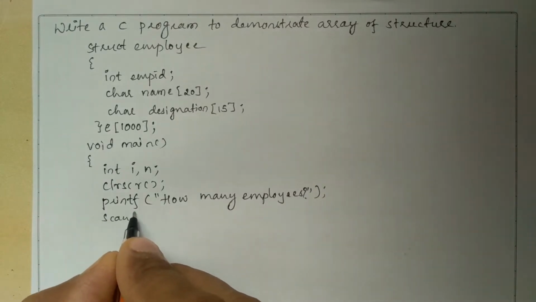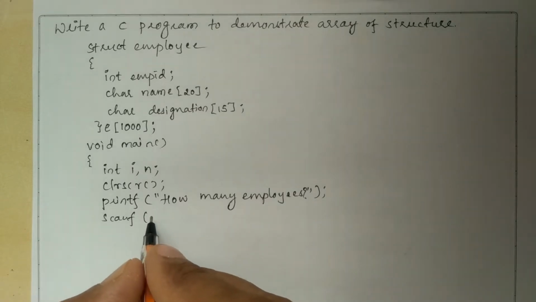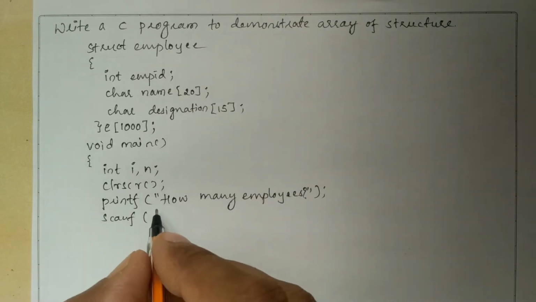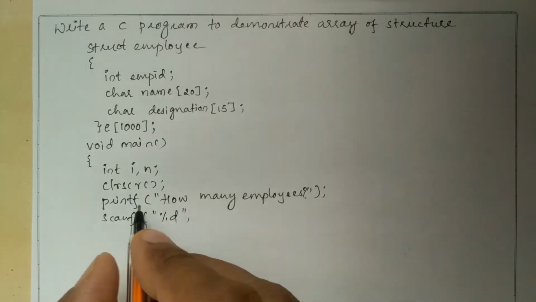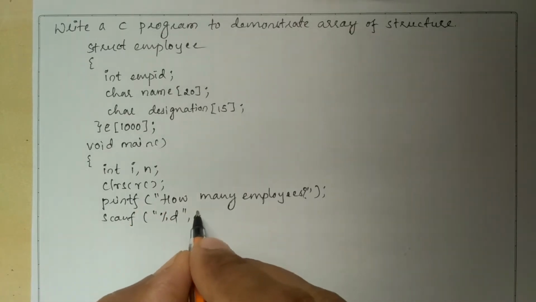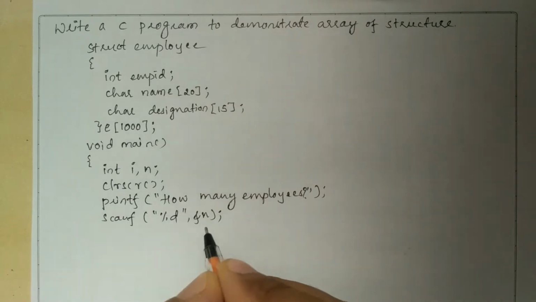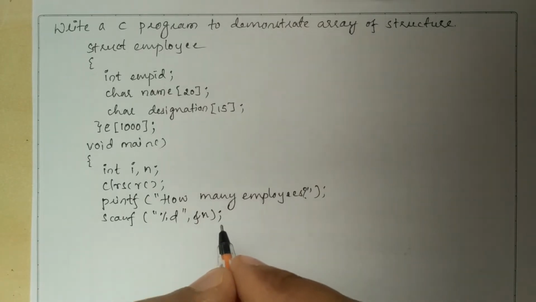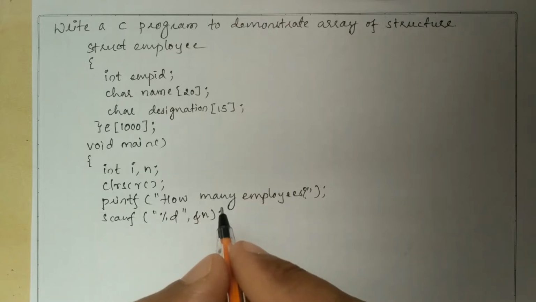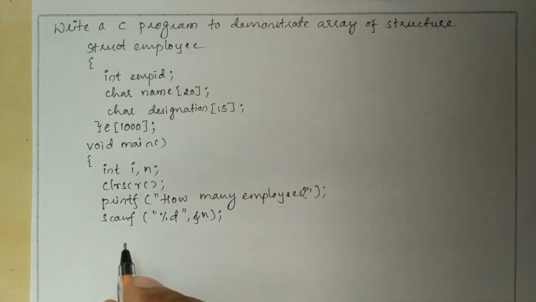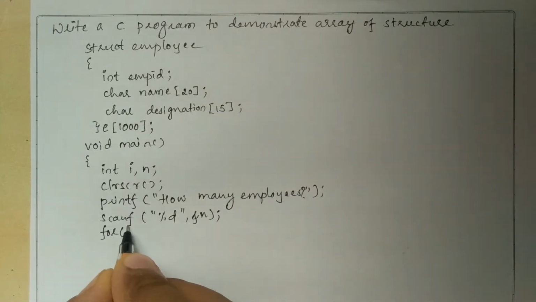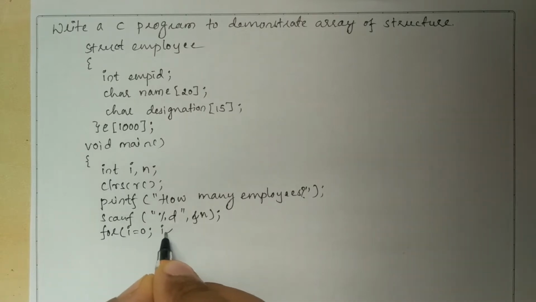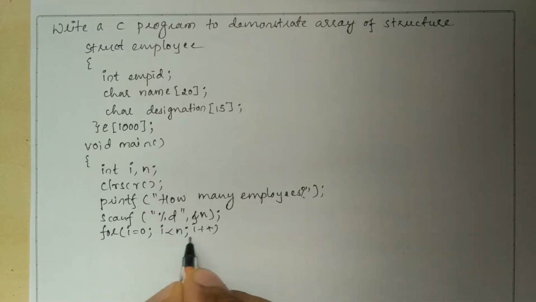So from the user through keyboard we are going to seek some input using scanf function. Here in a double quotation mark I'm going to write %d, end the double quotation mark, and we are going to use this variable n using ampersand of n. Now we have to scan through each of these employees. So each of these employees can be scanned through using a looping structure. Here let me take for.